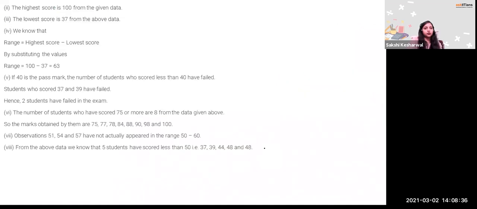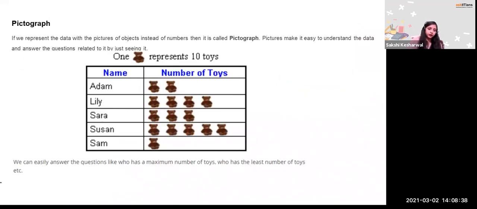Now, let's come to the next. What is a pictograph, right? Pictograph is basically a what? See, there are different ways of presenting data. Once we have done the presentation of data in tabular form, and there's the other way of presenting data in pictograph form.